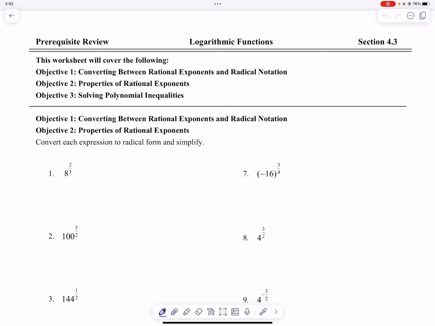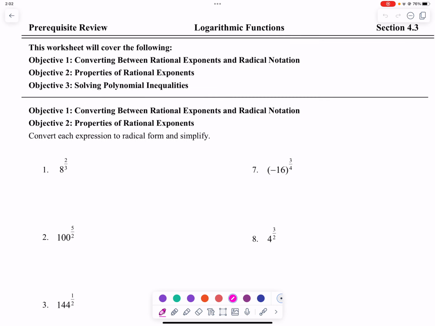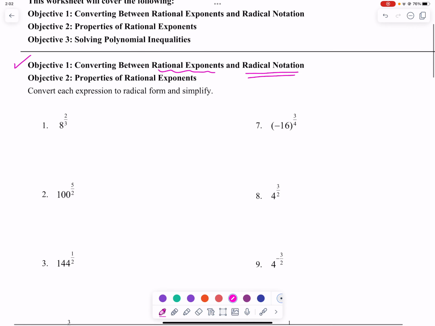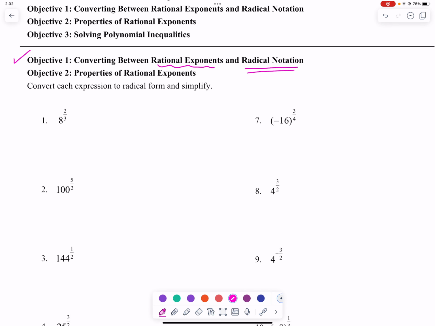This is the prerequisite review for section 4.3, logarithmic functions. We have 3 objectives on this worksheet, and we will begin with objective number 1, converting between rational exponents and radical notation. So we're going to be going back and forth. Here we want to convert to radical form, and then we will simplify.